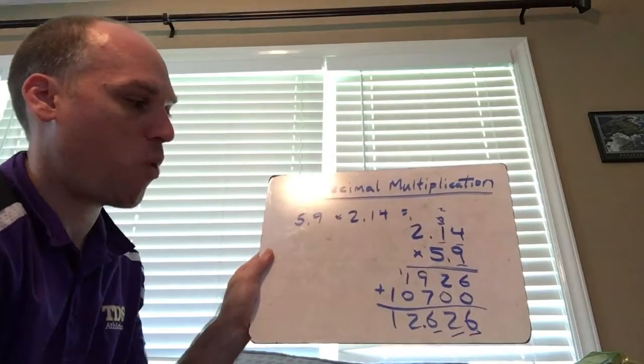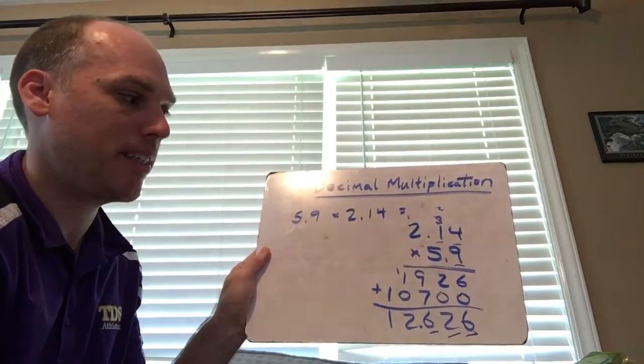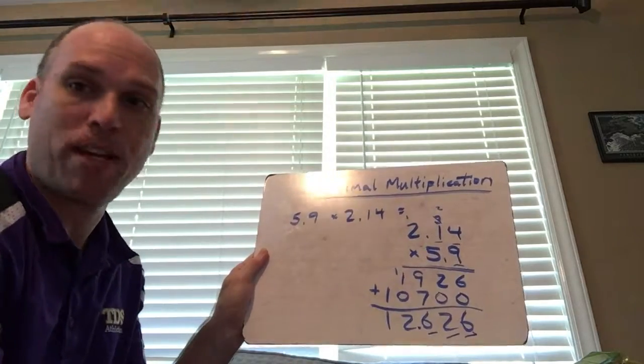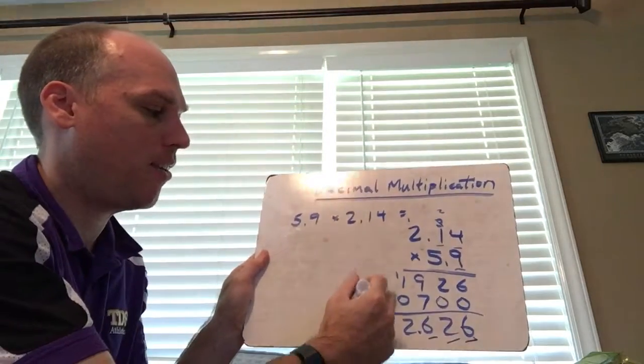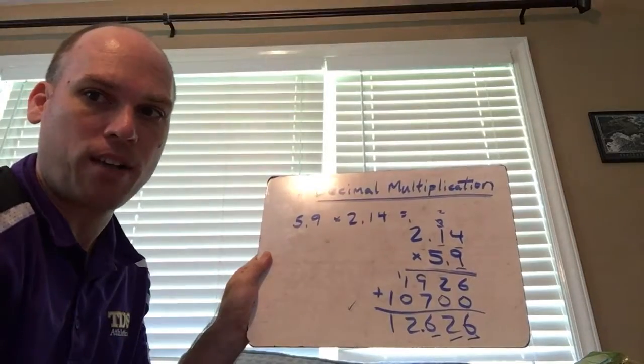So the answer here is 12 and 626 thousandths. The answer makes sense, and we used our rule also to double check. All right.